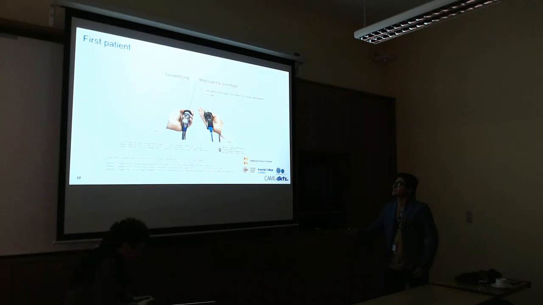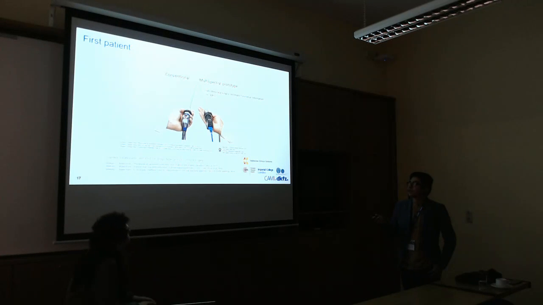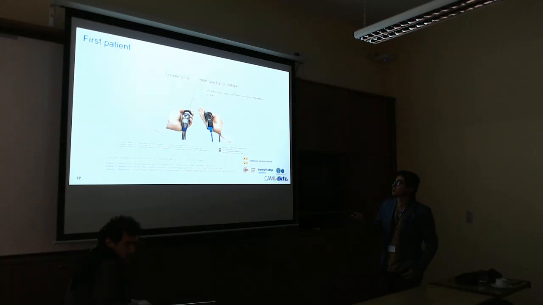Now, this is basically just to give you an idea of how the setup is. On the left, what you see is a normal laparoscope attached to an RGB camera, and on the right, you see again a normal laparoscope, but now attached to the multispectral camera that we have. As you can see, this is very small, very compact. It's very, very easy to use for the surgeons.